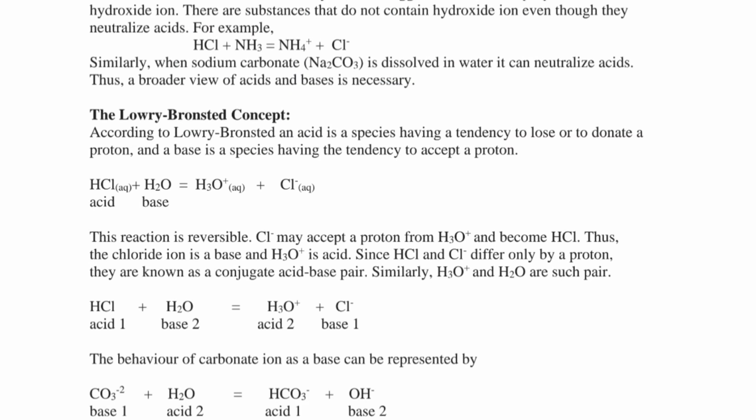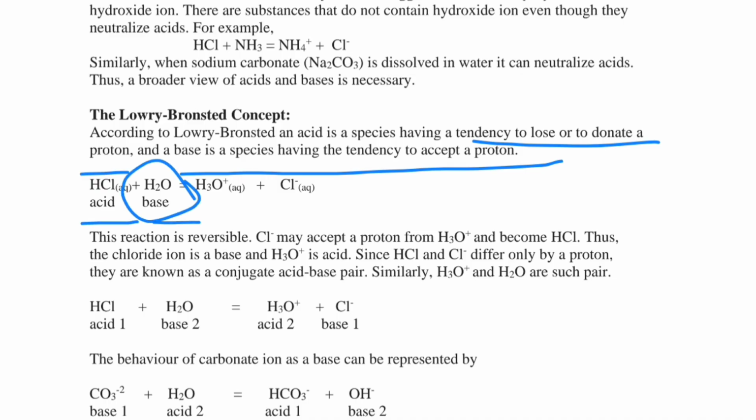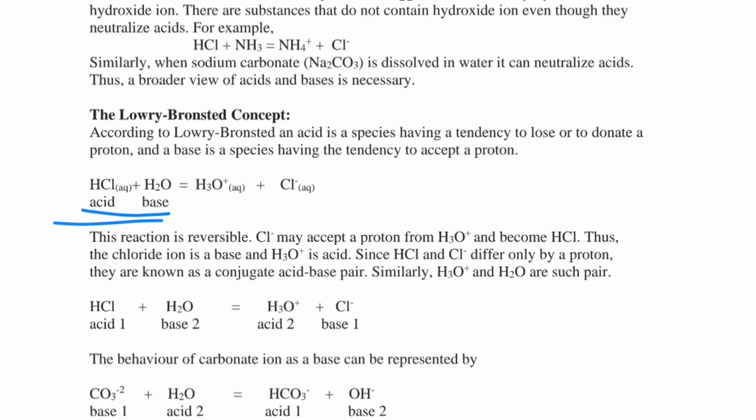Bronsted-Lowry concept. According to this concept, an acid is a species which has a tendency to lose or donate a proton, and a base is a species which has a tendency to accept a proton. Acid HCl, base H2O. H2O is a base as well as an acid. It has two natures: it can act as a base as well as an acid. Here it is acting as a base. HCl gives an H+ ion to water. Water gains a proton and becomes a base, and HCl is an acid because it donates a proton.